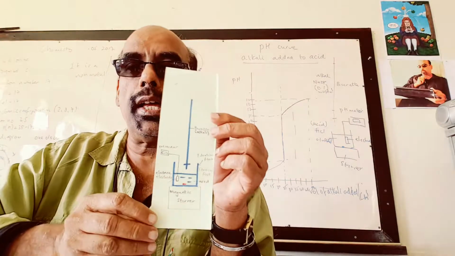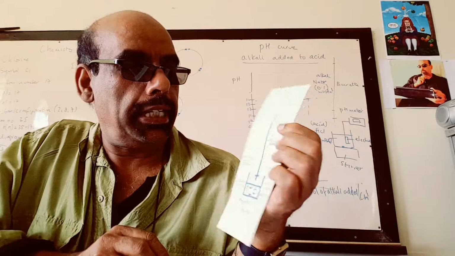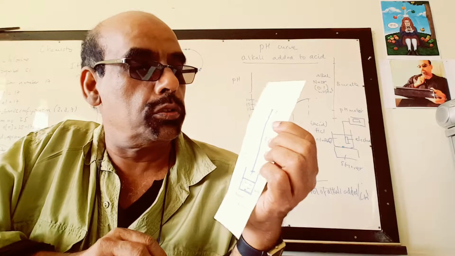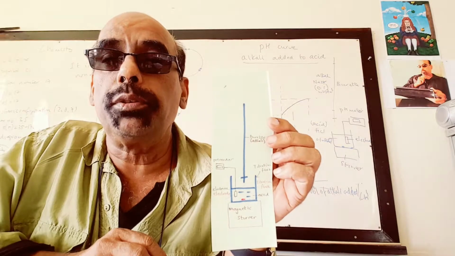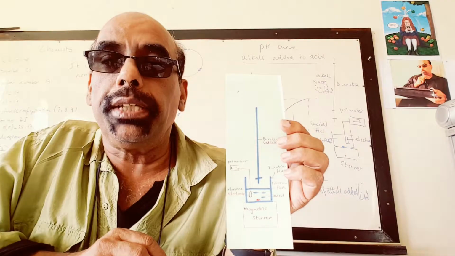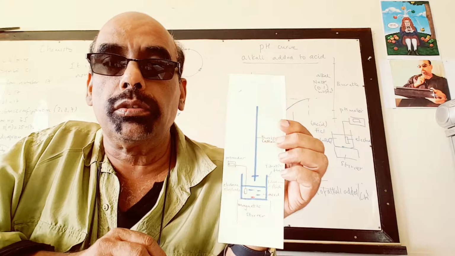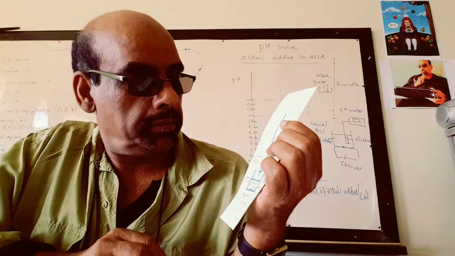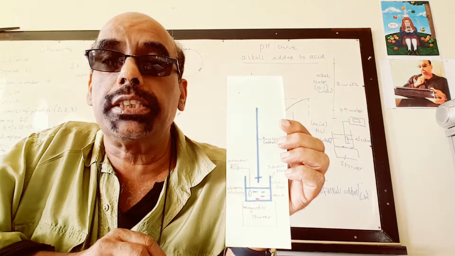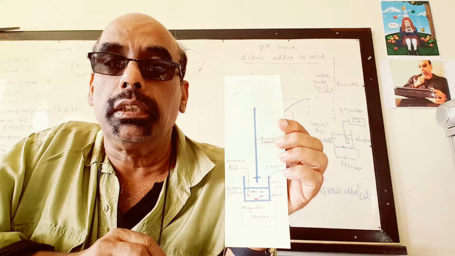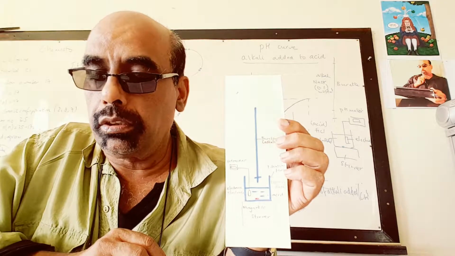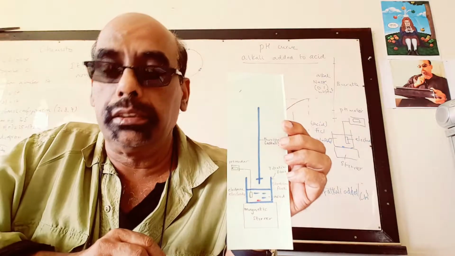So here you have in your titration flask an acid. To the acid, sodium hydroxide from the burette is added. A pH meter is connected to the mixture. The electrode is inside the solution. There is a magnetic stirrer which slowly mixes the mixture when the alkali is added.